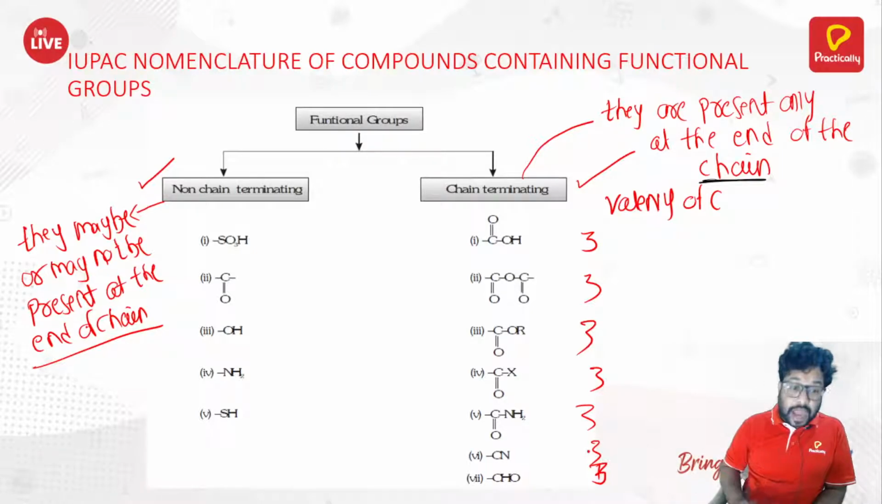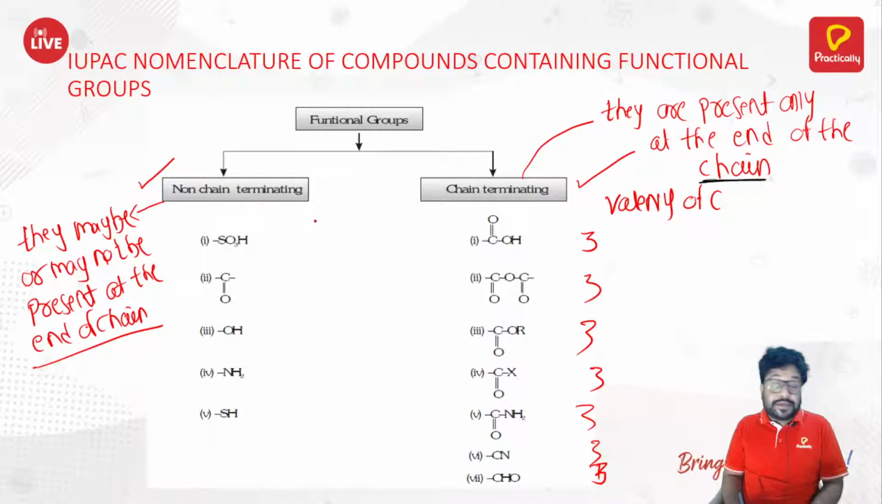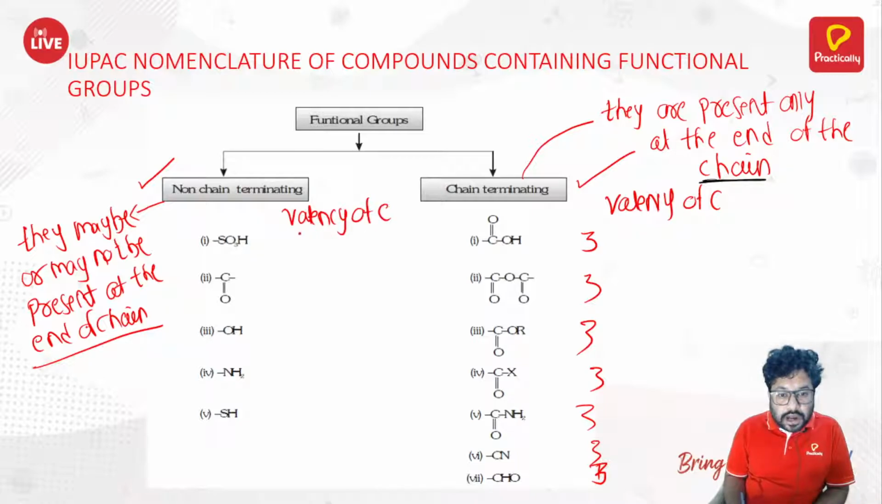If you look at these other functional groups, their valency is not 3. Their valency is sometimes 1, sometimes 2, but 1 or 2 only. They are not beyond that. Valency of carbon in SO3H is what? It is also kind of a chain terminating group actually. Here valency of carbon is 2. Here it's 1 only. I mean, it can attach anywhere in your carbon chain.